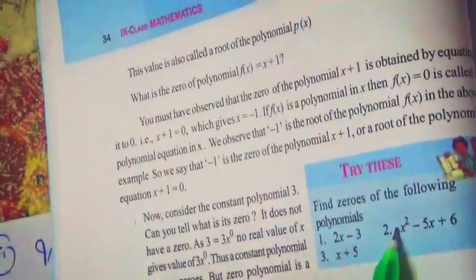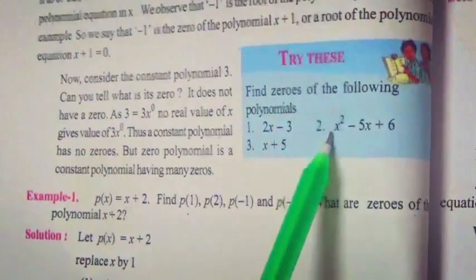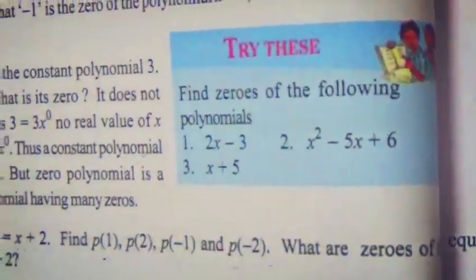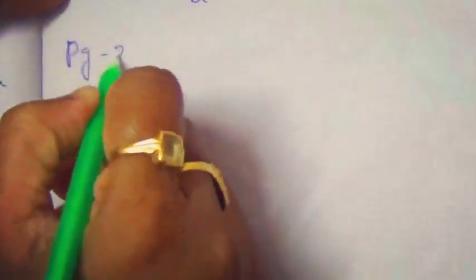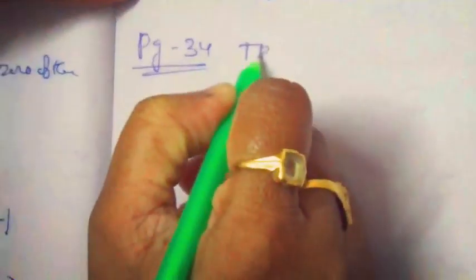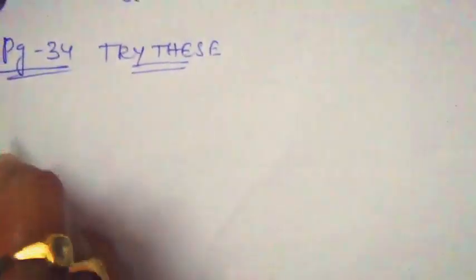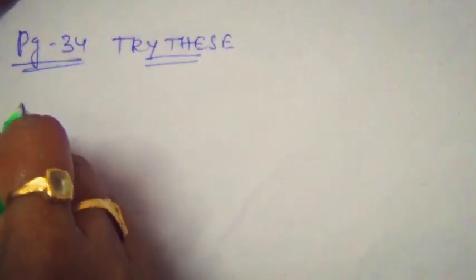Look here in the same page, page number 34, we have Try This. We will do this just like example 2 and example 3. By this model we can solve these sums also. Okay, try these. In page number 34 we have Try This. What is the first one?